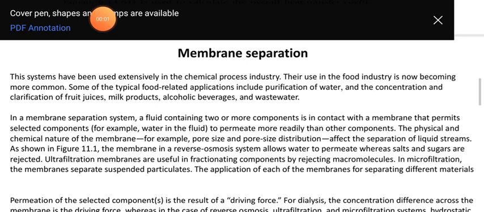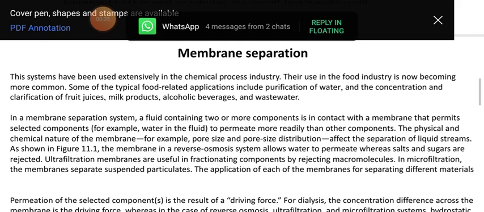Good morning, students. In this lecture, we will cover membrane separation. Firstly, this separation process is extensively used in the chemical process industry, and its use in the food industry is now becoming more common. As membrane separation has a wide application in the food industry, firstly I would like to tell you what membrane separation actually is.